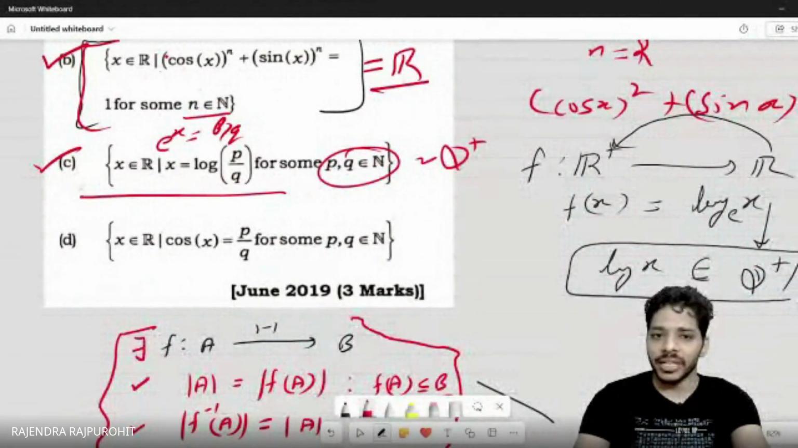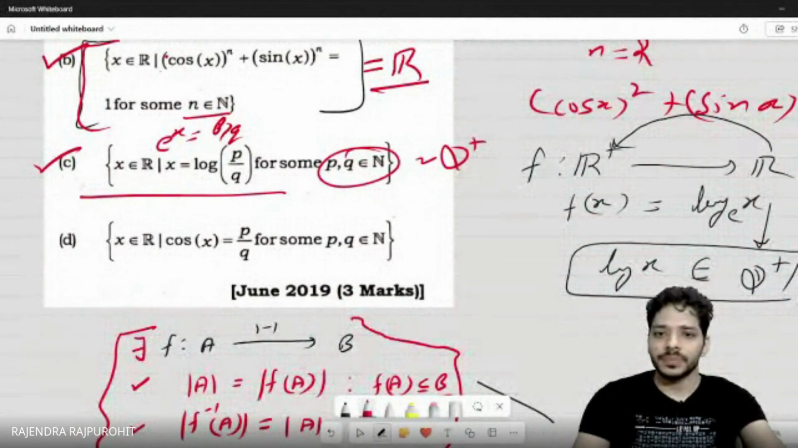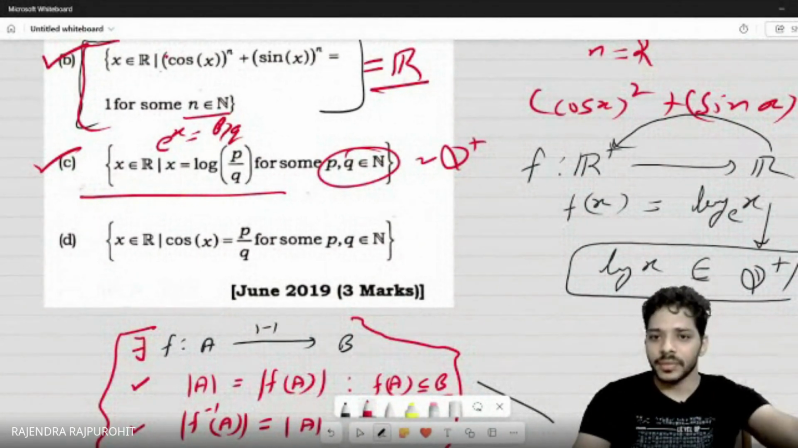In the meantime, if any of you can answer my query: what about option 4? How do we show it is countable? Anyone?